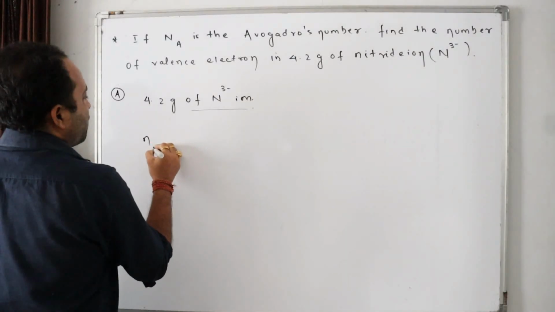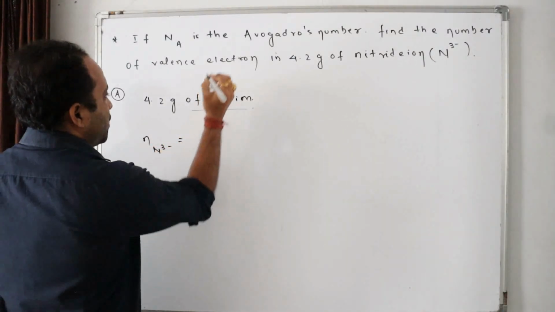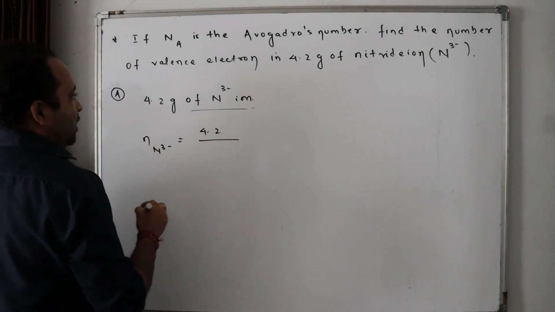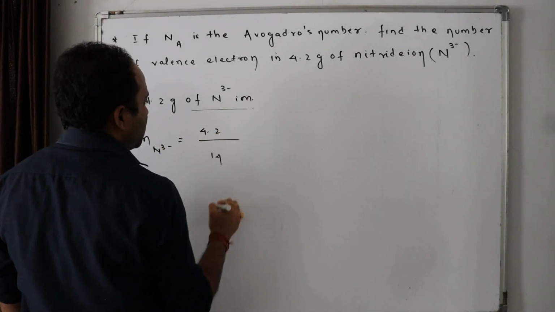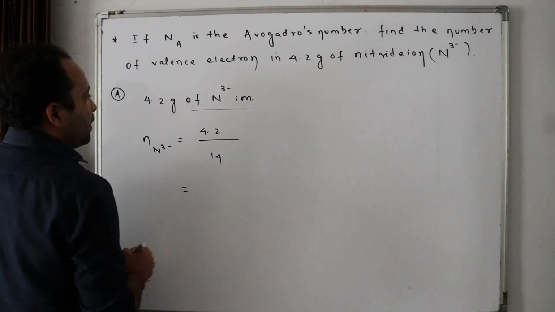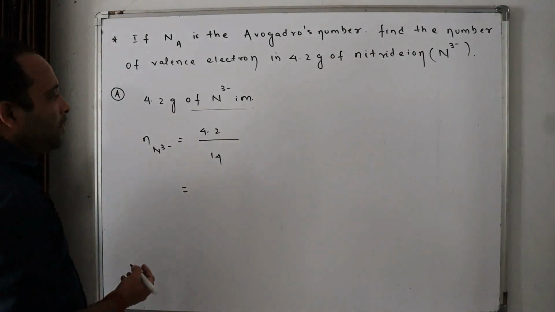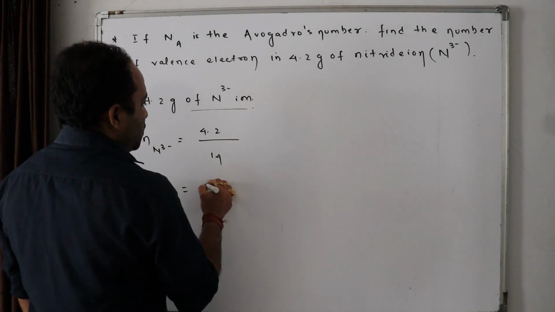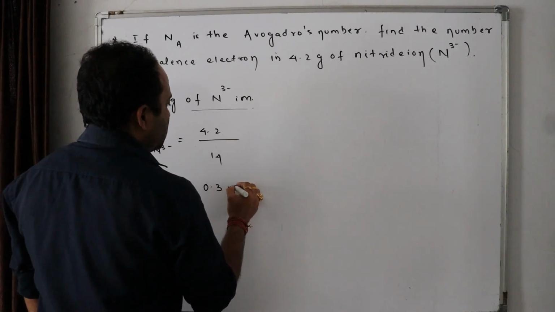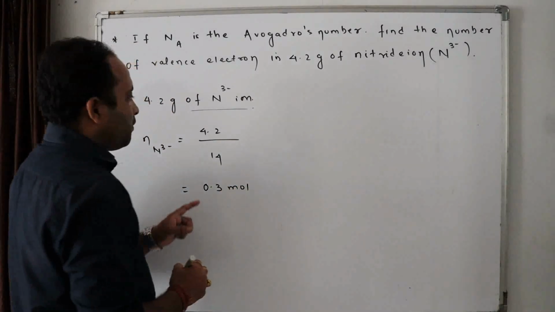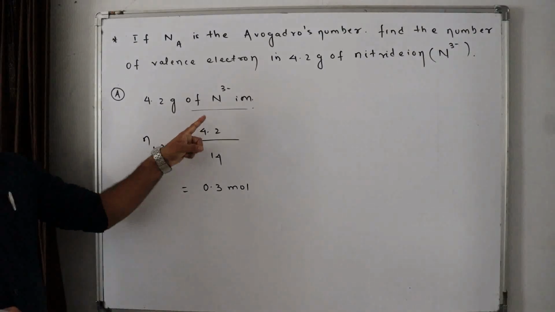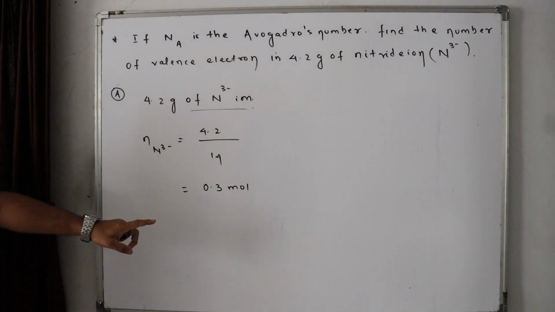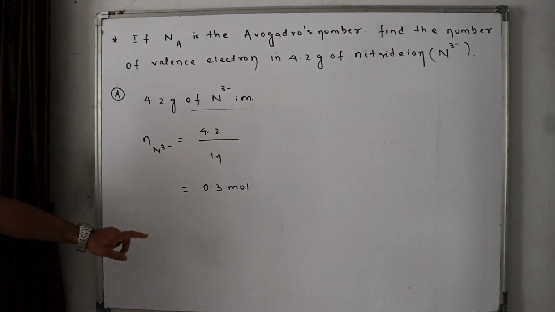That means number of moles of nitride ion is how much? Mass given by molar mass. For nitrogen, 14, isn't it? 4.2 gram by 14 gram. So it comes approximately how much? 0.3 moles. Check it out. Is it 0.3 moles or not? So it comes approximately 0.3 moles.